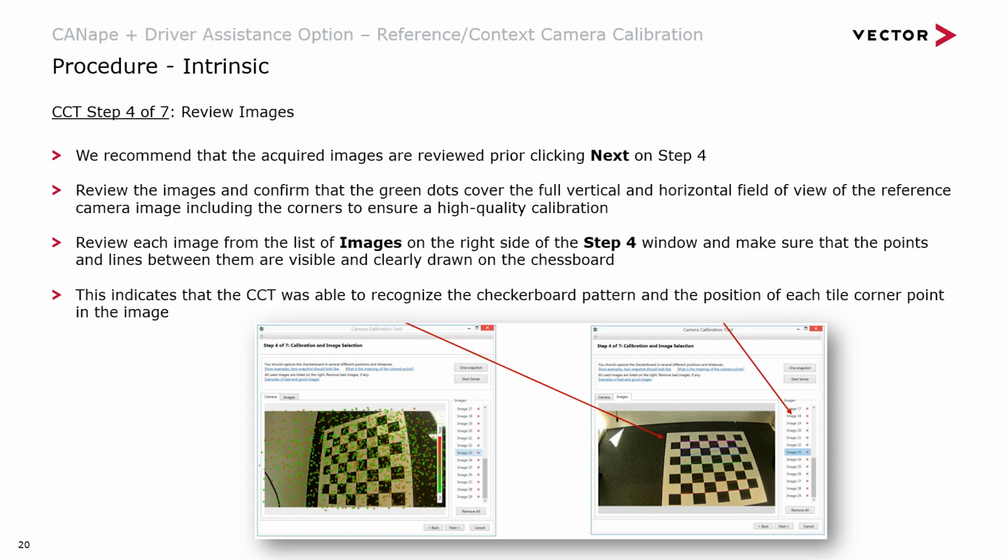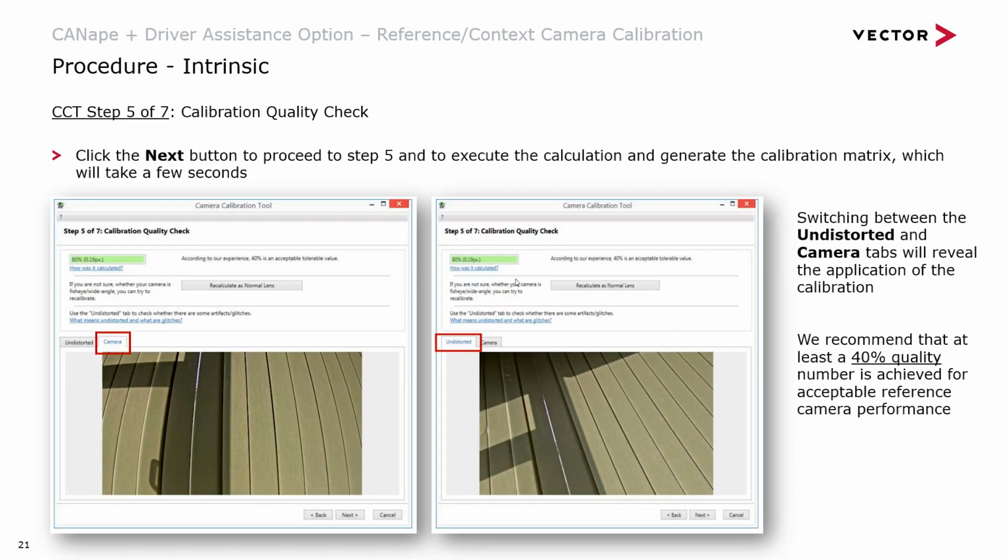Good images will contain green dots over most of the vertical and horizontal fields of view. You can review the images individually by selecting the image from the right side of the step 4 window. The lines drawn on the images should connect subsequent rows and are an indication that the CCT can resolve the checkerboard pattern fully. With the images reviewed, you can now click on the Next button, which will proceed to step 5 and trigger the calibration calculation. This may take a few seconds to complete. When the calibration calculation is complete, the top box will indicate the calculated quality number in percentages.